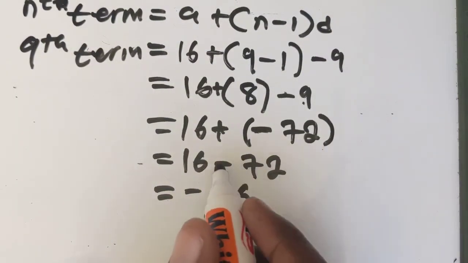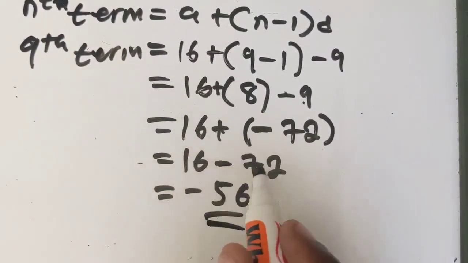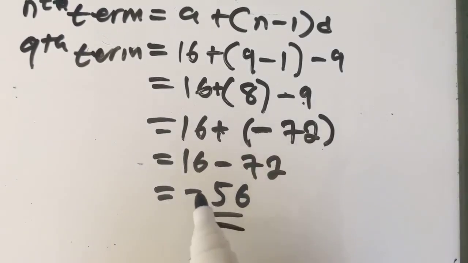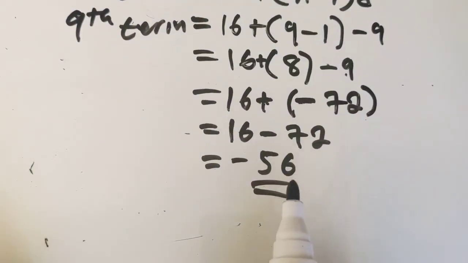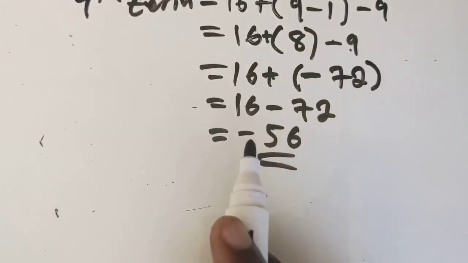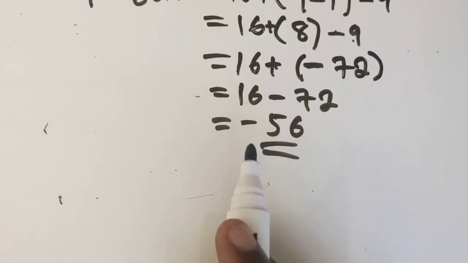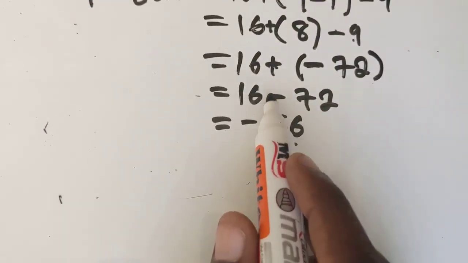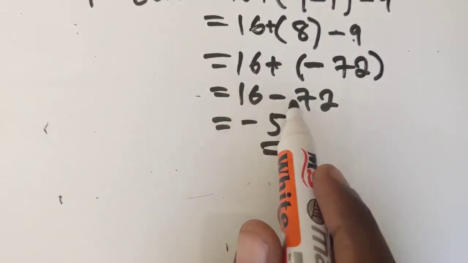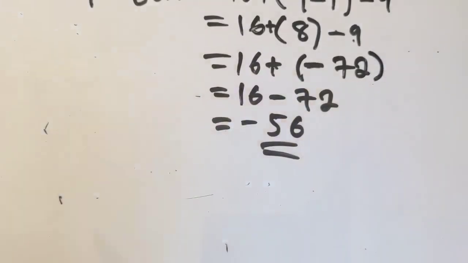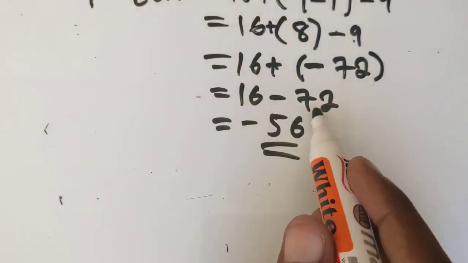So now how do you find negative 56? Since you are subtracting a bigger number from a smaller number, for those that don't know how to subtract this, the simplest way to do it is to get the bigger number, okay?